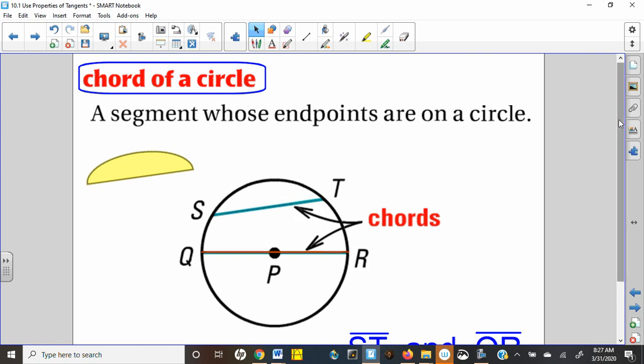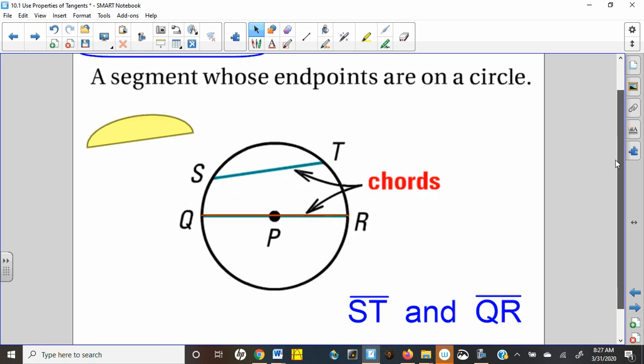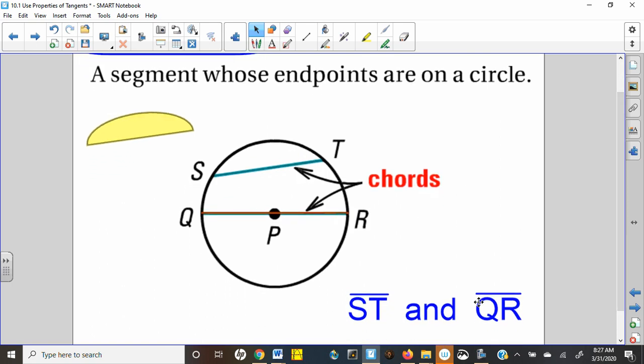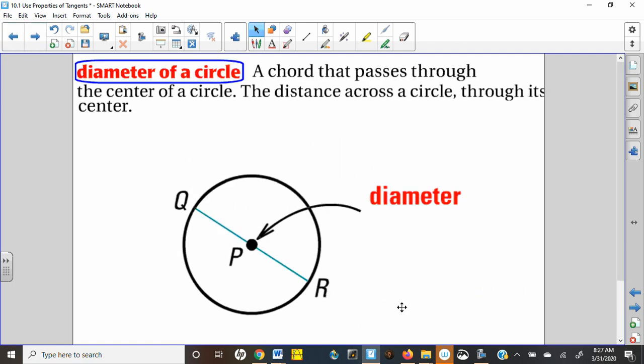A segment who has two endpoints on the circle. Segment whose endpoints are on the circle. Okay, ST is a chord in a circle. QR is a chord. Obviously, you could pick any 2 points on the circle, so there would be infinitely many different chords. QR is a special chord on the circle, probably the most famous of all chords because it goes through the center. And so the diameter is a special chord that passes through the center of a circle. It has to be the longest possible chord you can get because it goes across at the furthest distance through the circle.